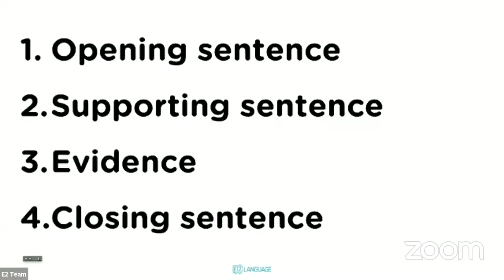Cool. So here's the first type of paragraph that you can use, and this is extremely useful. It's a great utility. You can use it for all of the IELTS question prompts. It's a 4-sentence paragraph. You have an opening sentence, a supporting sentence, you give evidence, and then you have a closing sentence, okay?